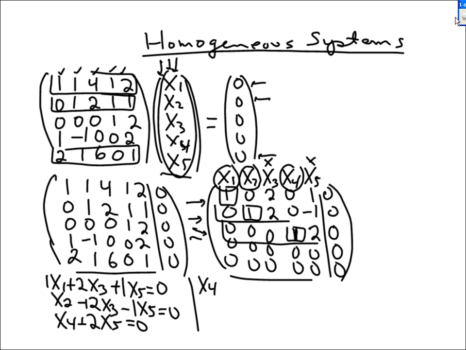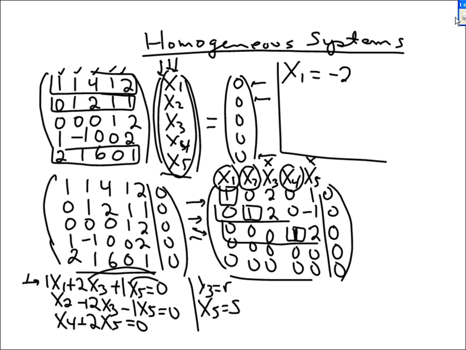okay, and we know that x3 is r, any real number, and x5 is the real number s. So if I may, I'll put the answers here. In this first equation, if you bring those terms over and solve for x1, x1 is negative 2x3, but x3 is r, plus 1x5. That is plus x5, which is s.